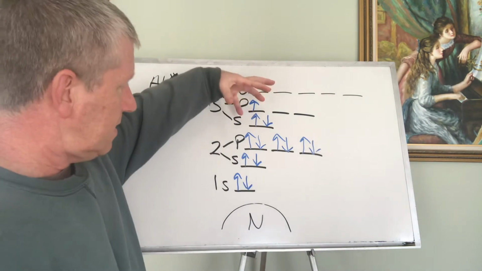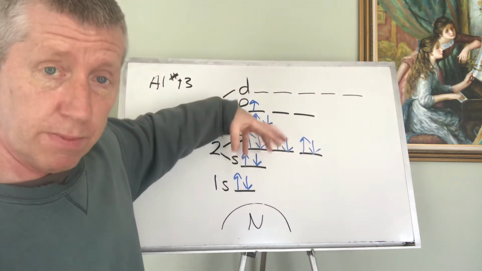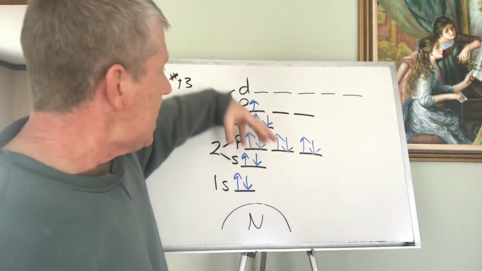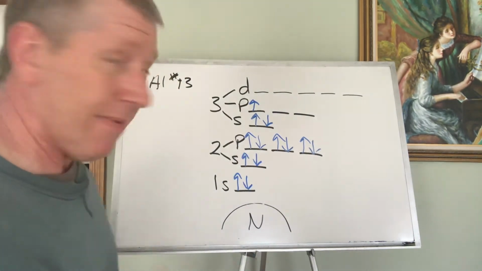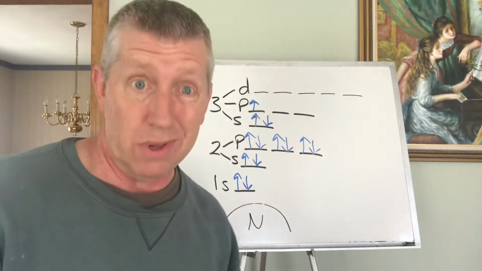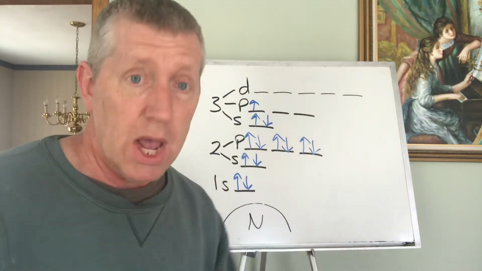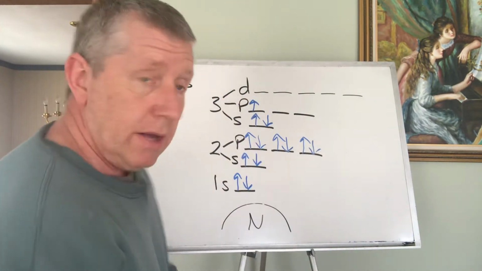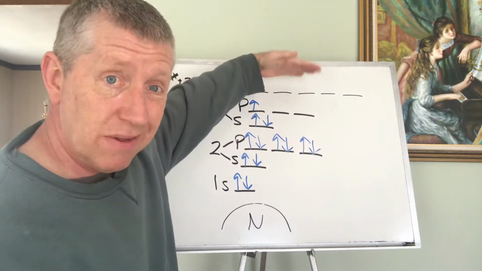Ground state is when everything is down as low as possible, as close to the nuclei as they can get. If things get nailed by some kind of energy source, like a photon or heat energy, like you're going to be doing a lab on this today, so pay attention, then they can jump up to a higher level.